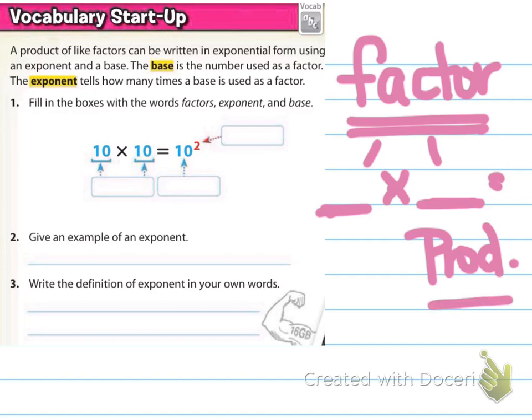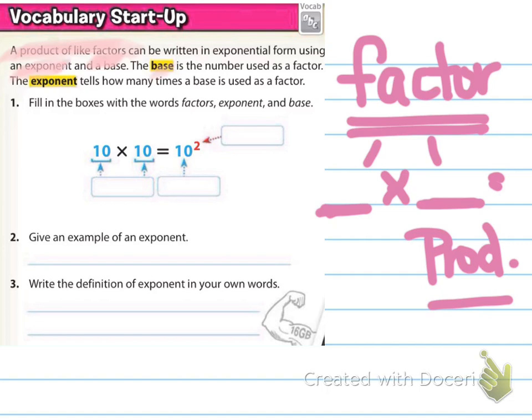Okay, so now when we come over here and we read this, a product of like factors can be written in exponential form using an exponent and a base. We're talking about a product of like factors. So that means numbers that are the same. And that it's going to be written in exponential form using a base and an exponent.